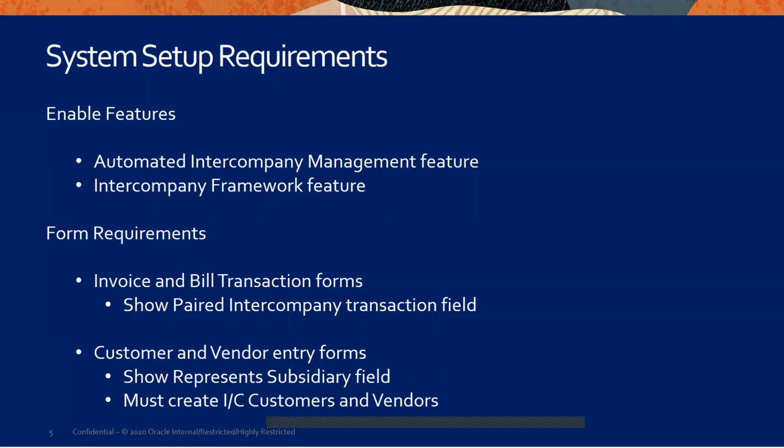And then also some of the legacy items that we'll want to make sure we set up are in the customer and vendor entry forms. So when we create those intercompany customers and vendors, we're going to want to make sure we have that represent subsidiary field. That way we can tie that intercompany customer to the applicable subsidiary. And I just highlighted there that you have to create these intercompany customers and vendors in order for this intercompany netting to work.